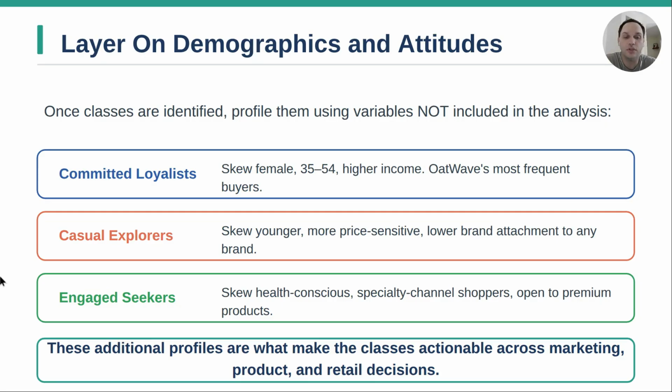Casual Explorers skew younger, more price sensitive, with low brand attachment across the whole category, not just to O-Wave. And Engaged Seekers skew health conscious, shop specialty channels, and are open to premium products. The profile most likely to respond to a premium barista variant. Those additional profiles are what makes the segment actionable for marketing, product, and retail decisions.